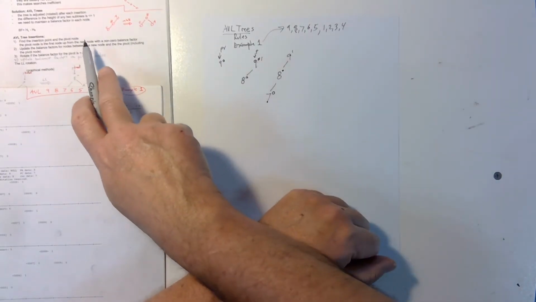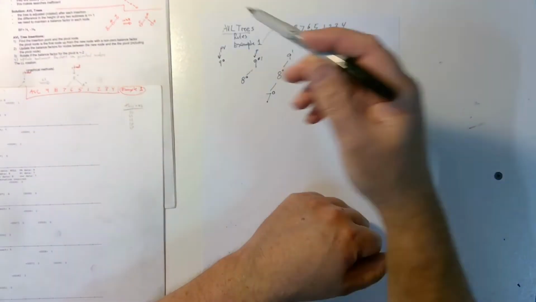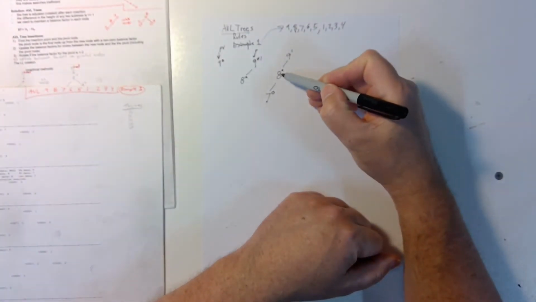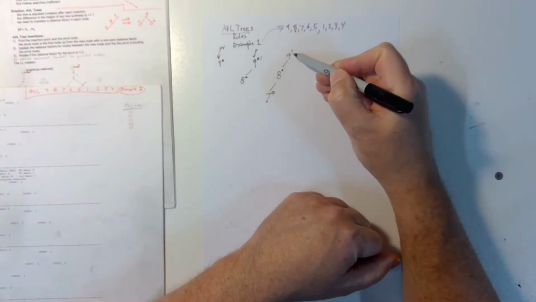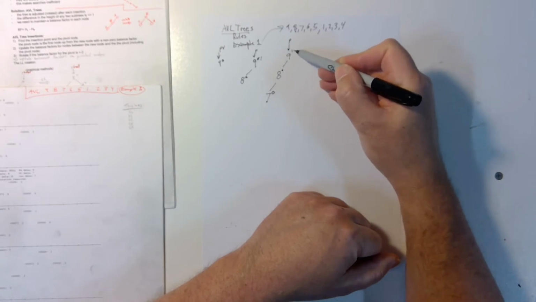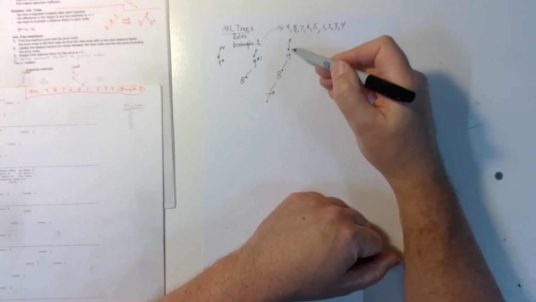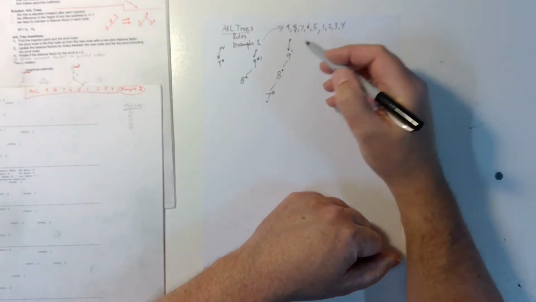Okay, then we find the pivot. The pivot is the first node up from the new node with a non-zero balance factor. So we start going up looking for a non-zero balance factor. We find it here. This node is the first node with a non-zero balance factor, so it's the pivot. It also happens to be the root.